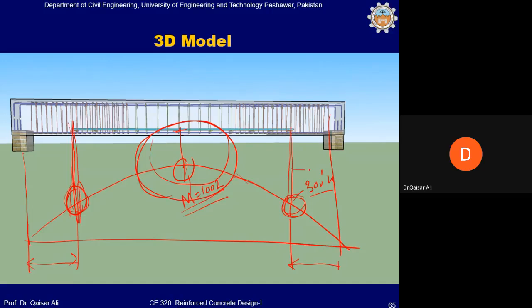And this distance can be calculated. I will explain this to you some other time. But at the moment, the design is over now, and you have successfully designed your first beam.